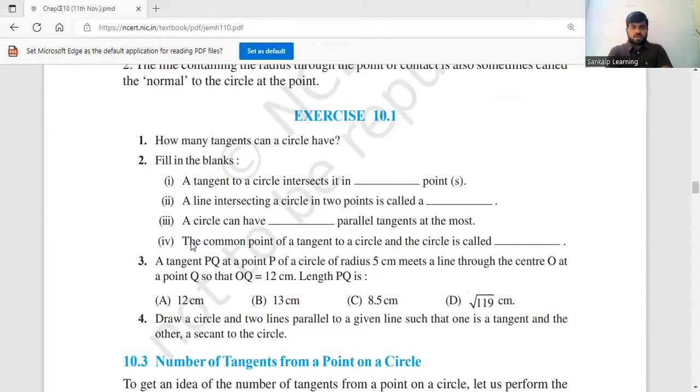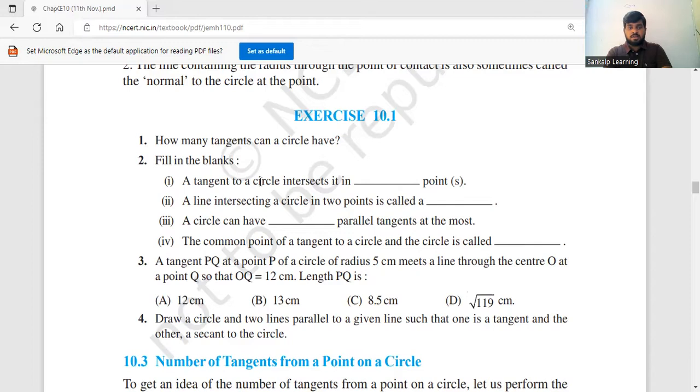Okay. The next one, a tangent to a circle intersects it in dash points. How many points does the tangent intersect? The other word for intersect, we can say, is meet. How many points does it meet? It meets at only one point. Therefore, the answer is 1 point. Okay. Second question, a line intersecting a circle in 2 points is called as what? Secant. Very good.